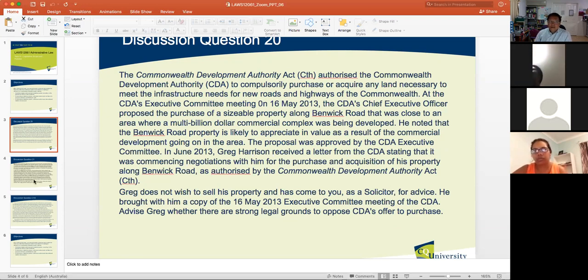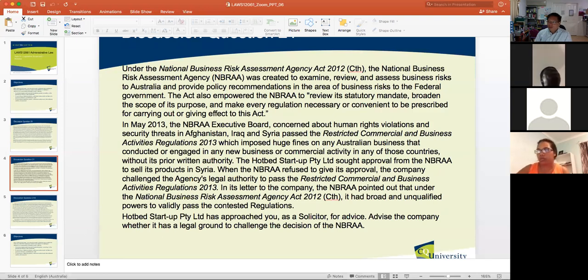Okay, moving on to the next question. In fact, if you look at Section 5(2)(c) of the Administrative Decisions (Judicial Review) Act 1977 (Cth), it provides that an order of review can be sought in respect of an exercise of power for a purpose other than a purpose for which the power is conferred. So that is a ground for judicial review under the ADJR Act 1977.